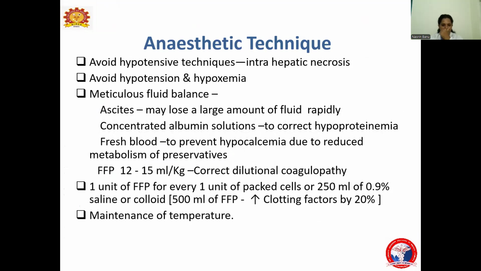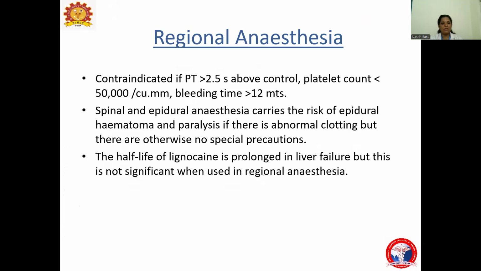Concentrated albumin solutions to correct the hypoproteinemia should be given. Fresh blood should be given to prevent hypocalcemia. FFP of about 12 to 15 ml per kg to correct the dilutional coagulopathy, and maintenance of temperature. Regional anesthesia is contraindicated if the PT is prolonged by more than 2.5 seconds or if the platelet count is less than 50,000. Spinal and epidural anesthesia carry the risk of epidural hematoma and paralysis if there is abnormal clotting.